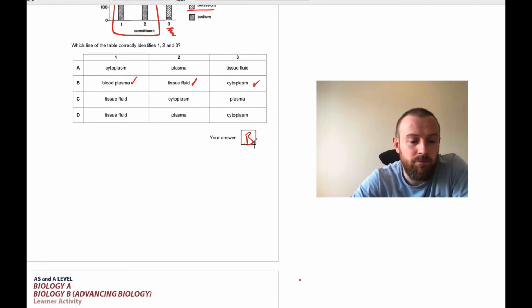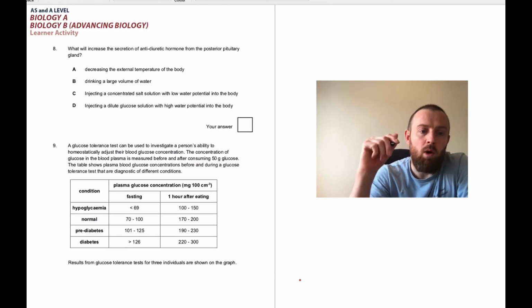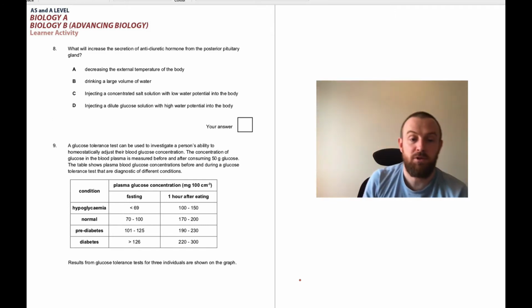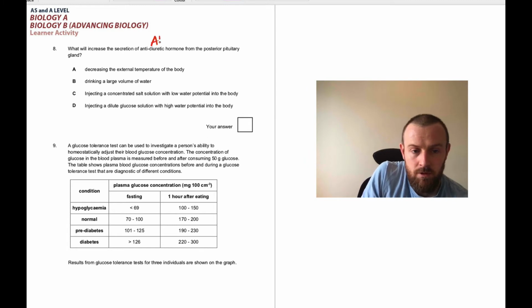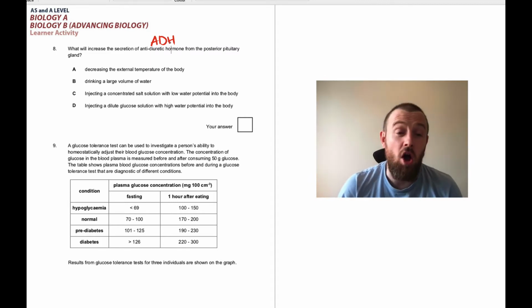Moving on. 8 and 9. 8. What will increase the secretion of antidiuretic hormone from the posterior pituitary gland? So this ADH hormone from the gland. Remember, ADH is released when the body needs to conserve water. So it makes the urine more concentrated and dark in colour.